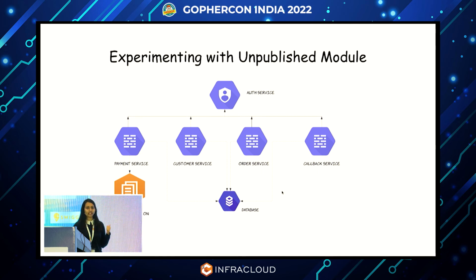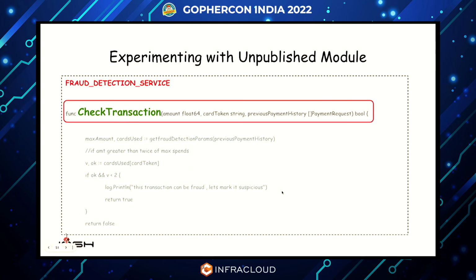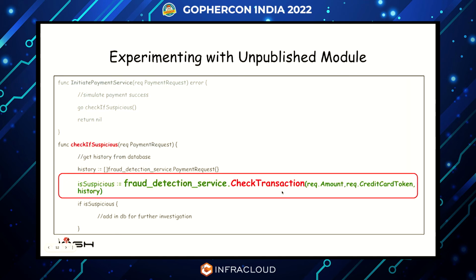Here I am intending to add one fraud detection service which is not present or pushed to the GitHub repository. As this is an experimenting service, I am just trying some trial and error methods to detect some frauds. Firstly, I'll add a fraud detection service. I add a check transaction method, which I'm going to use in the payment service. Whenever a payment is successful, I'm going to check if it was a suspicious payment or not. So I use the fraud detection dot check transaction method that I have defined in the fraud detection service.